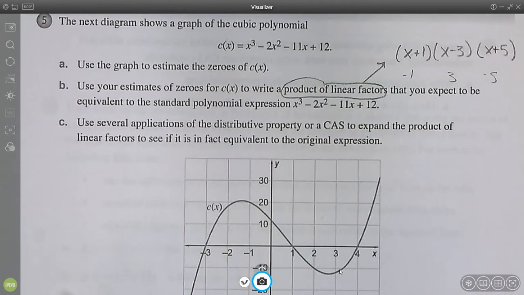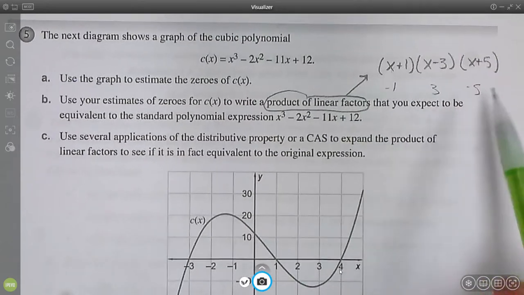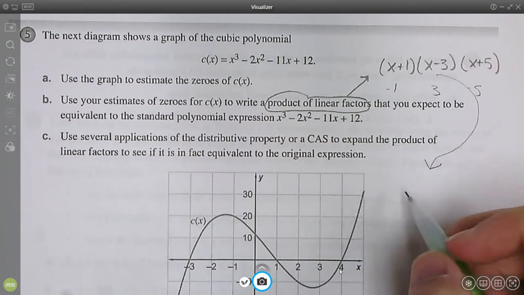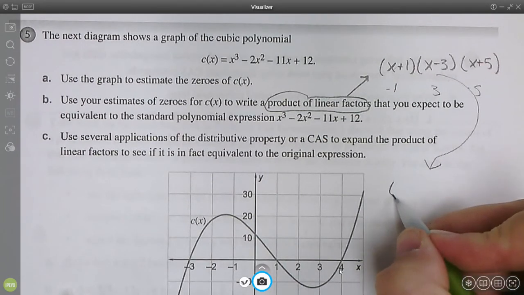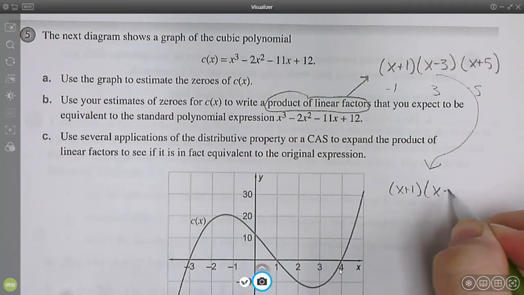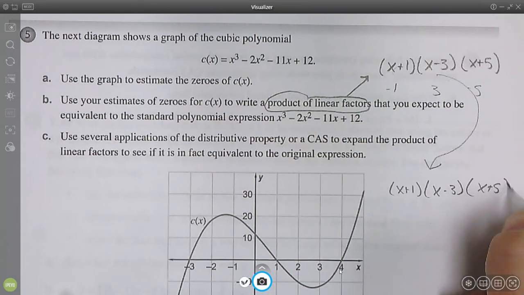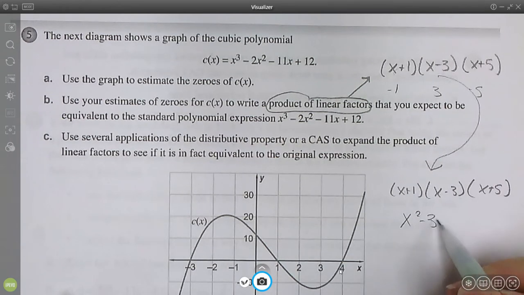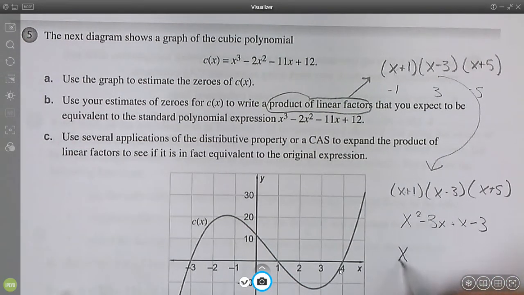Then it says use several applications of the distributive property to expand the product of linear factors to see if it is in fact equivalent. So now you're going to take this. So this is going to be my example. This is not the correct answer. It's just my example. So it wants you to multiply them. So if I want to multiply these, I'll take x times x, so I have x squared, x times -3 is -3x, 1 times x, which is x, 1 times -3, which is -3. Simplify this to x squared minus 2x minus 3.